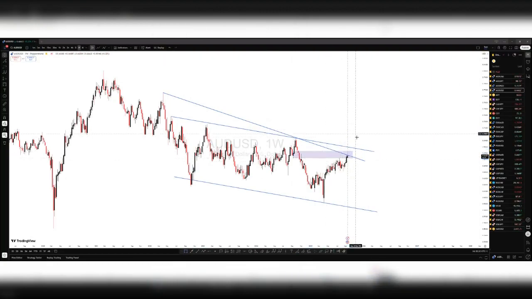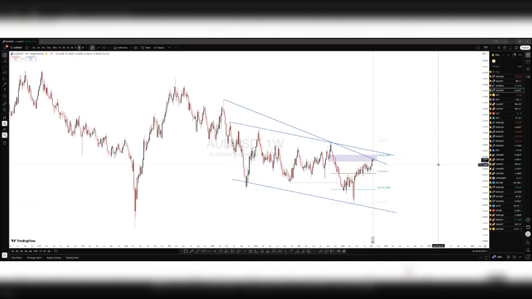So for AUD USD, I think this will be my sentiment on the weekly time frame, based on the fact that we have a sweep, then the break, and most likely the retracement. Yeah, so that would be my sentiment on AUD USD.